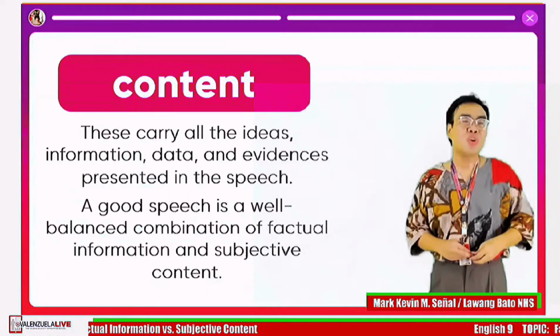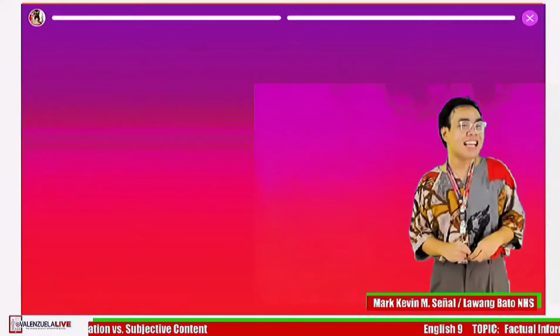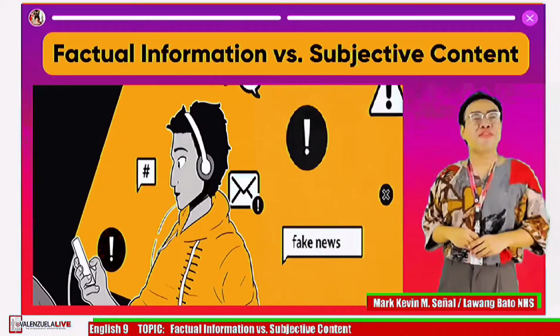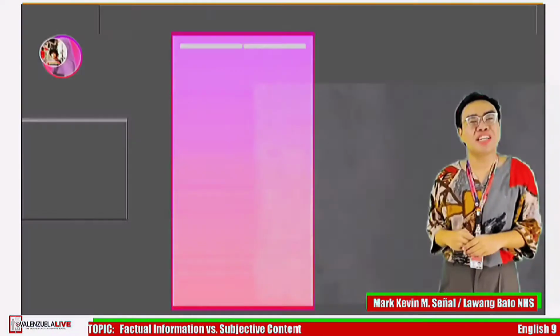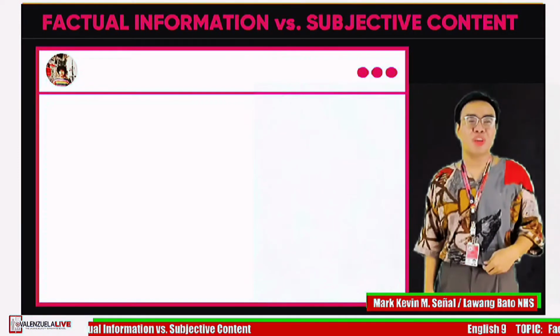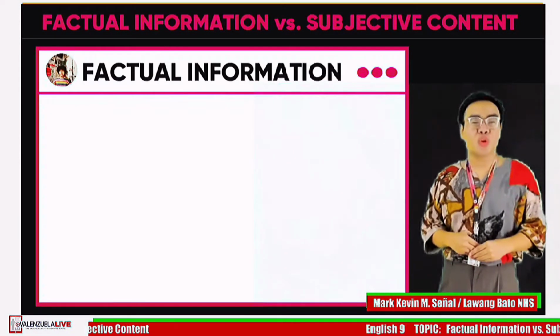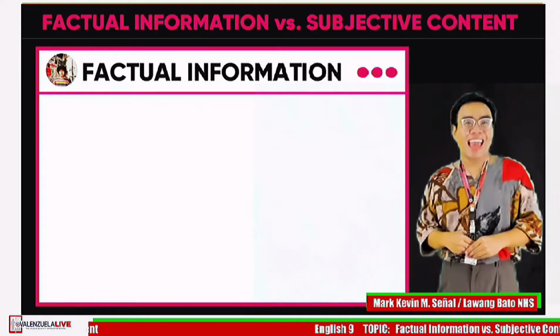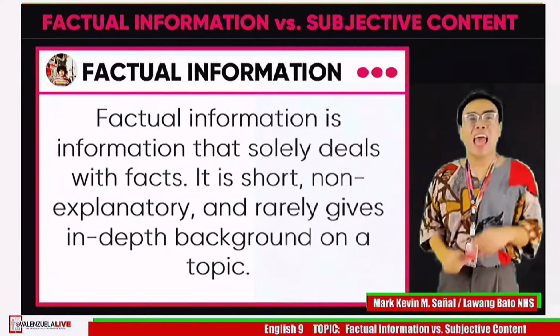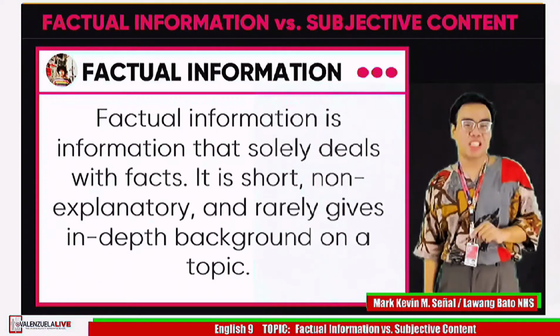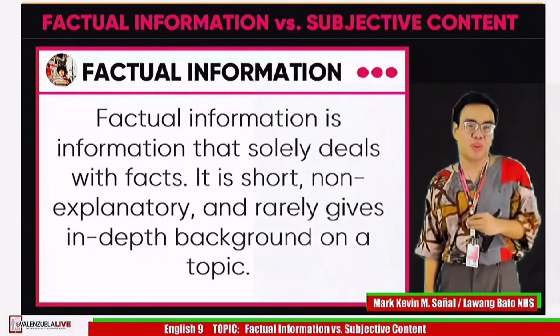Let me present to you these kinds of information. Let us have factual information versus subjective content. So, for factual information, these are facts rooted on general truths. And so, these are short, and there is no need to explain these because they simply carry truthfulness.